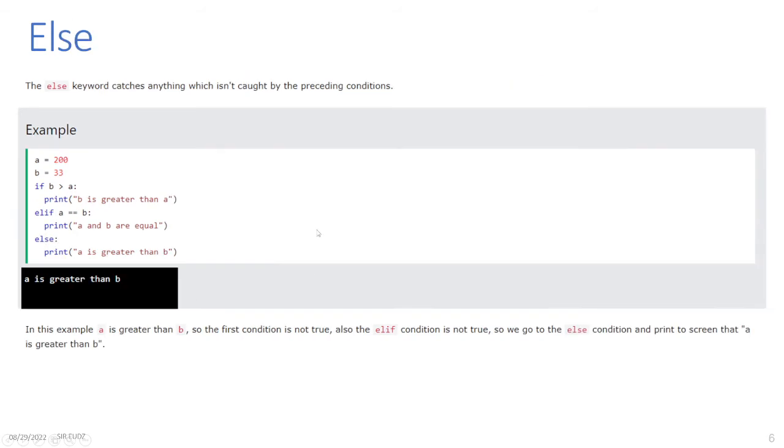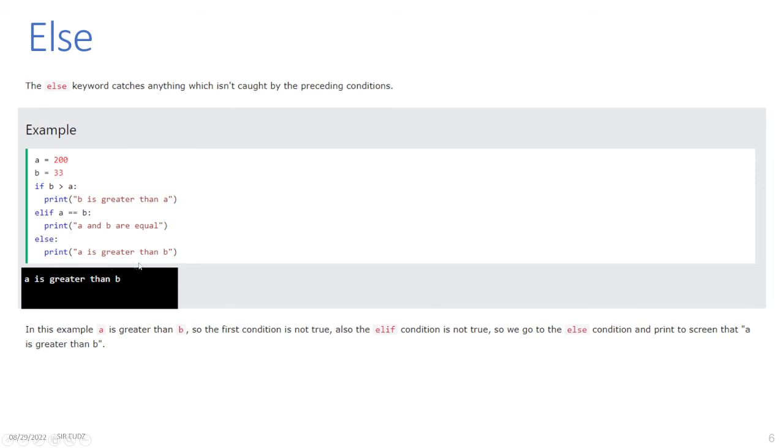Else. The else keyword catches anything which isn't caught by the preceding conditions. So in this example, A equals 200, B equals 33. If B is greater than A, that is false, so this will not be executed. If A is equal to B, again that is false, so this will not be executed. So else, that's the last one. If both are false, then this will catch anything not caught by the preceding conditions, so this will be printed.